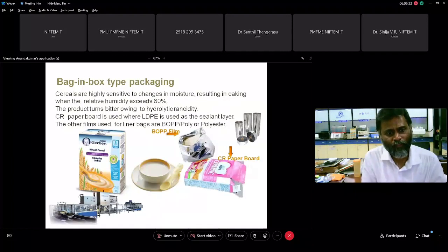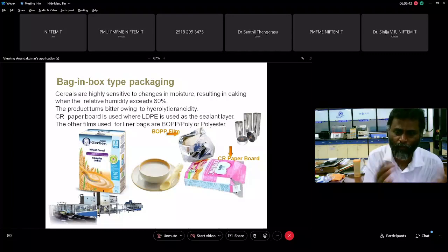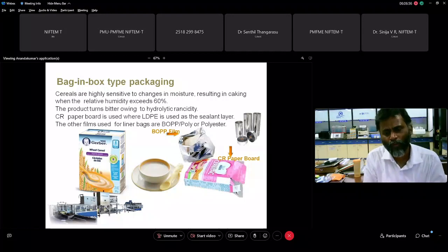Another thing you can see in the market is bag-in-box type of packaging material. Inside, we have aluminium foil type of packaging materials with BOPP, biaxially oriented polypropylene packaging material. Particularly if you pack any powdered materials, such as rice-based yeast powders or infant food cereal-based food items, in such a case these bag-in-box methods are used.